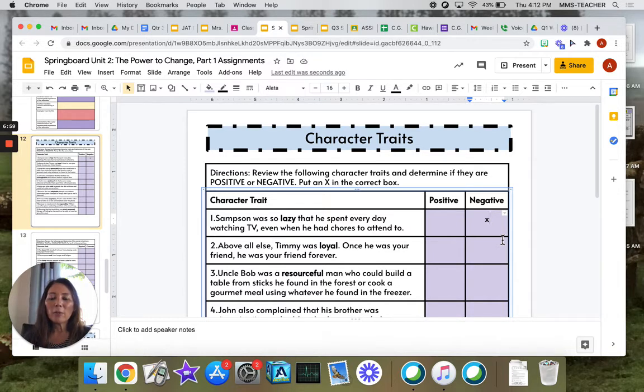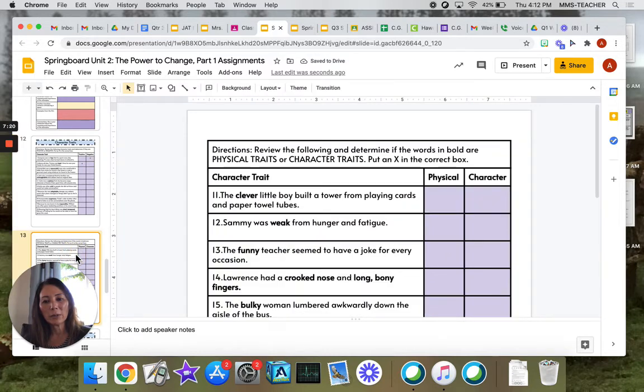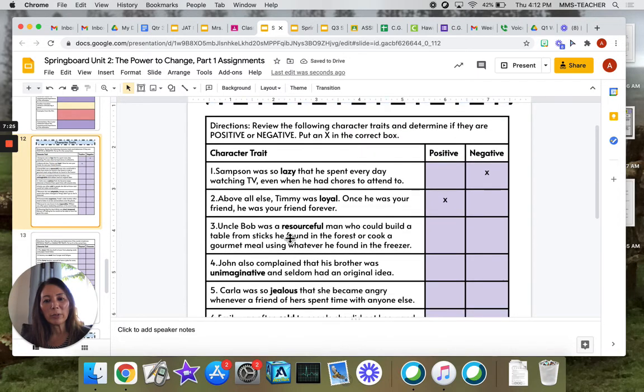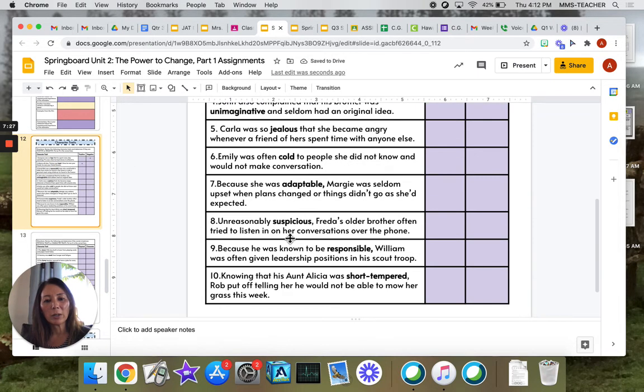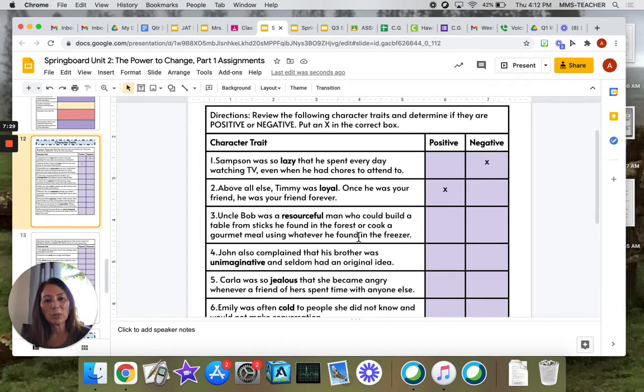It says above, number 2, above all else, Timmy was loyal. Once he was your friend, he was your friend forever. Okay, so we're looking at the bolded word loyal. And loyal, yes, it is a positive character trait. Now for slide 13, so you're going to do the same. You're going to continue on slide 12 and finish all 10 character traits, determining if it's positive or negative.